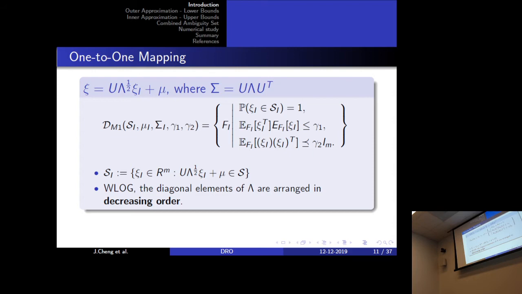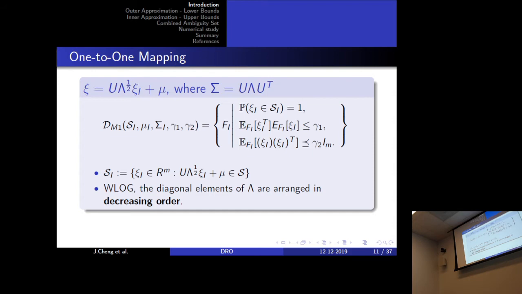If you have a cosine, then you can find a corresponding cosine I. Also, if you have a cosine I, you can find a corresponding cosine. They are a one-to-one mapping. Based on this, we can get a corresponding ambiguity set for cosine I. Then, we want to introduce our idea.